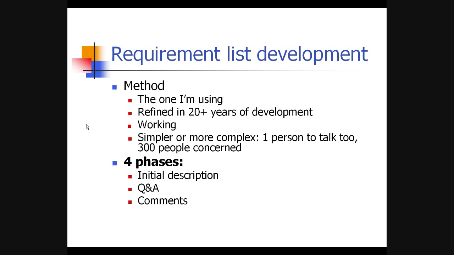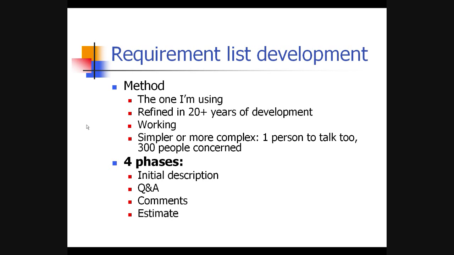Then you have the comments phase. Once you have what you think is a working requirement list, you need to get comments from the people who are going to use the product. And for that you're going to send the corresponding part of your requirement list to the appropriate person. And then you have the estimate.